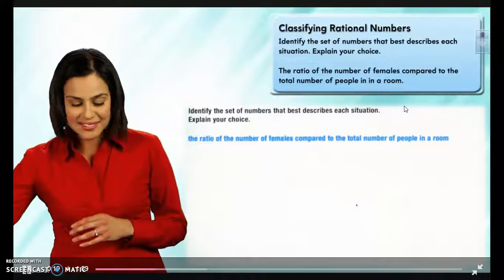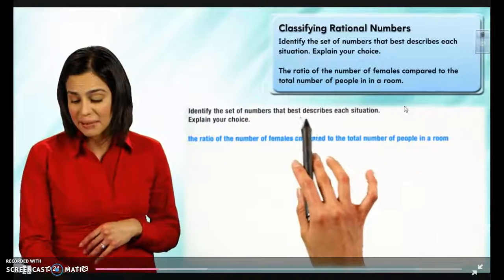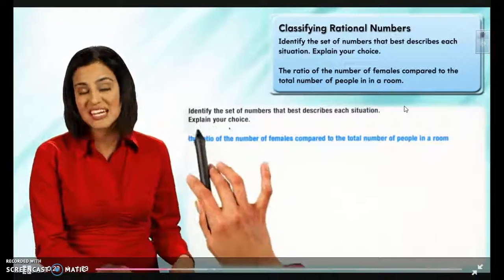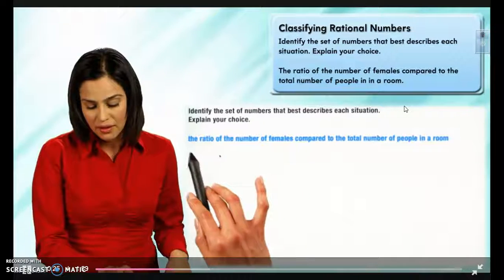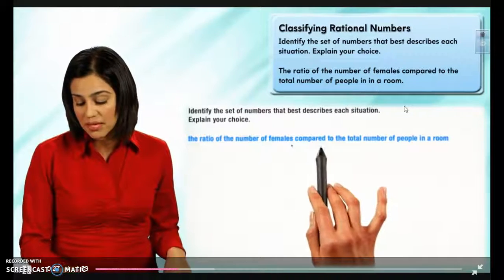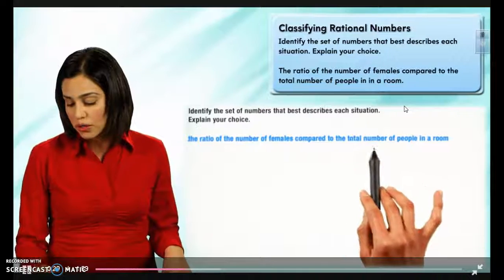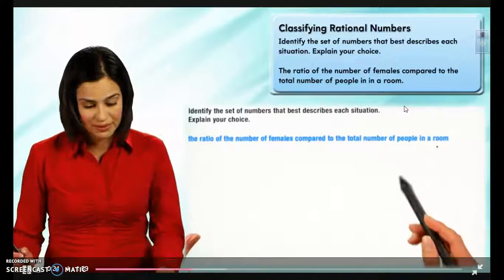Let's take a look at a couple of examples. This time, we'll identify sets of numbers for real-world situations. Identify the set of numbers that can best describe each situation. Explain your choice. The ratio of the number of females compared to the total number of people in a room.